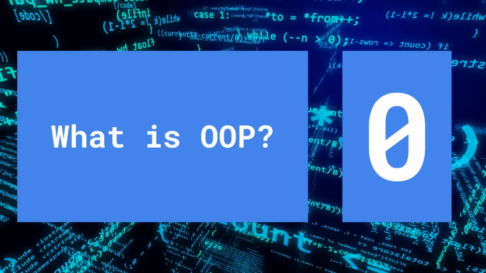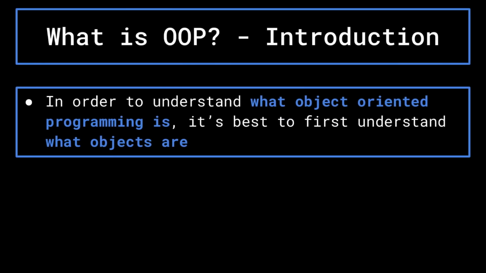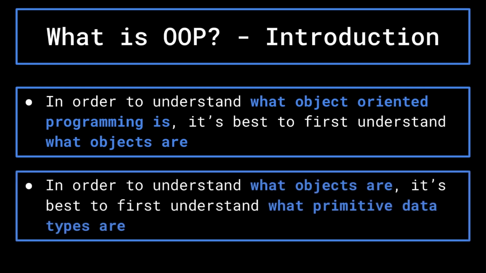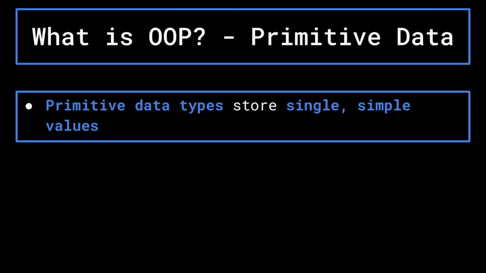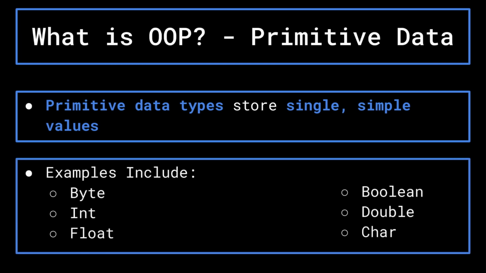In this first section, we will be going over what object-oriented programming actually is. In order to understand what object-oriented programming is, it's best to first understand what objects are. And in order to do that, it's best to first understand what primitive data types are. So let's start there. Primitive data types are exactly what they sound like. Variables that store single, simple values. Examples of such primitive types are the byte, int, float, double, boolean, and char. These primitive types only act to store a single piece of data of a certain kind.